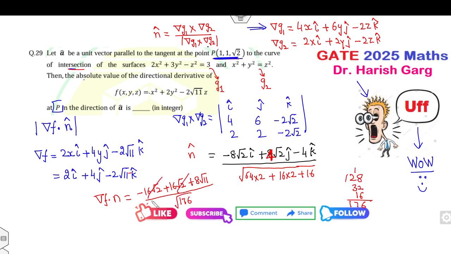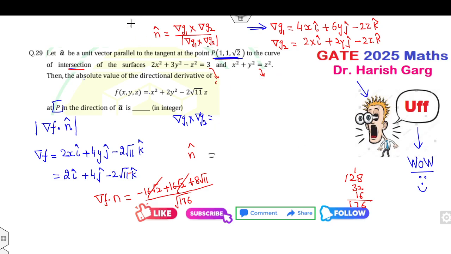So what is the right answer? So I can write here, this will be 8 root 11. What is 176? 4 root 11. So that will be 2, the right answer of the problem. Fine. So it's very simple. You can find a gradient and find the unit vector which is parallel to the intersection of the surfaces.